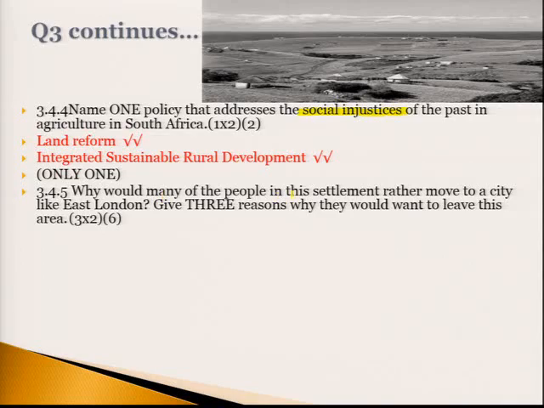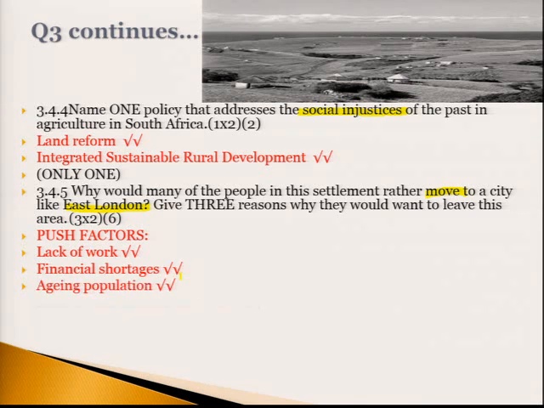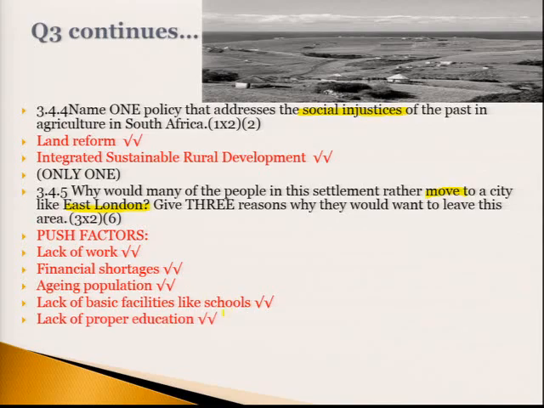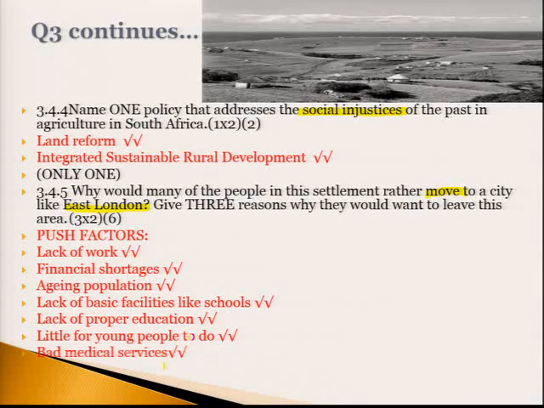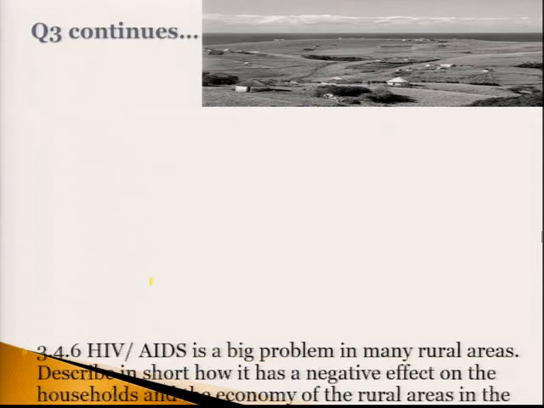3.4.5, why would many people in this settlement rather move to a city like East London? Give reasons why they would want to leave this area. Why are they moving? In simple terms, the push factors. There's no work, financial shortages, aging population, lack of basic facilities like schools, lack of proper education, and little or nothing for young people to do. Bad medical facilities. Take any three and take any relevant answer that our candidates might give you to answer that question. 2 marks each, but we want 3 points. 3 by 2, we must get our 6 marks. Let's continue, colleagues.